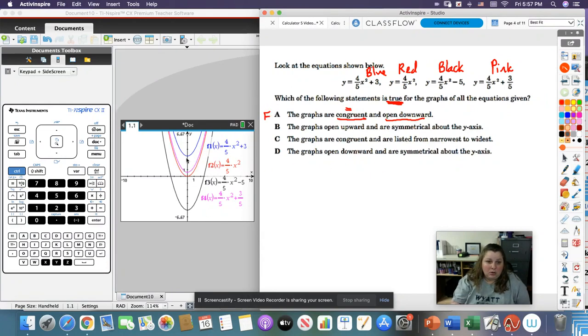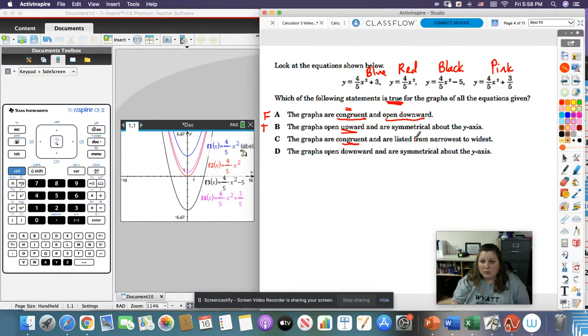Okay, they do look all congruent. They're all the same shape and same size. The graphs open upward. That's true. We just said they all opened upward and are symmetrical about the y-axis, meaning the axis of symmetry is the y-axis. That's true. The graphs are congruent.